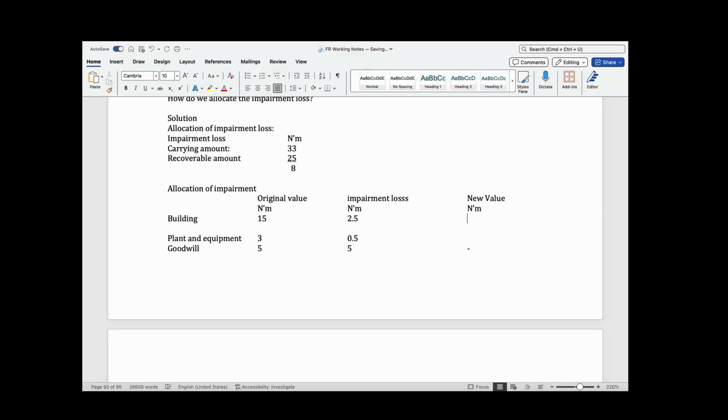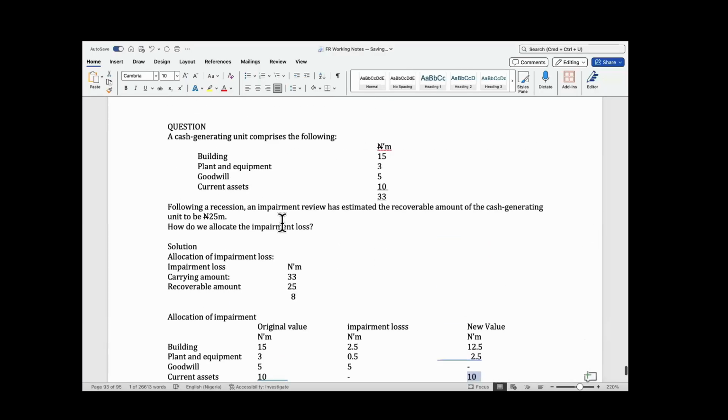So the remaining, this is 12.5. This one is 2.5. This is 0. Nothing is touching this one. So it's 10. Of course, if you sum this together, it gives you the 25, because this is 15 plus 10, that's 25. That's the solution to this question.